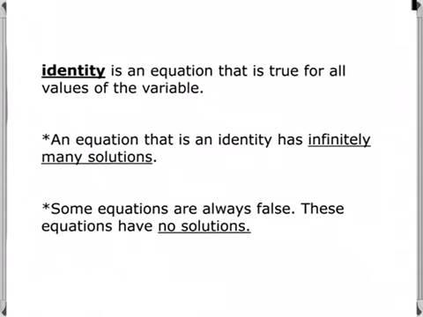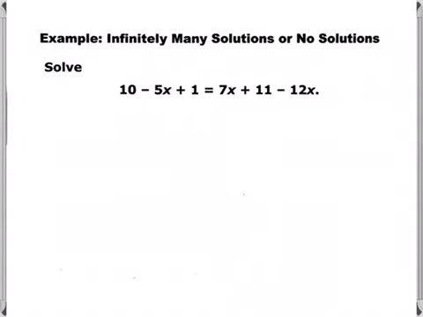So an identity is an equation that is true for all values of the variable. An equation that is an identity has infinitely many solutions. Some equations are always false. These equations have no solutions. So this is an example of infinitely many solutions or no solutions. So we have to determine which that is.